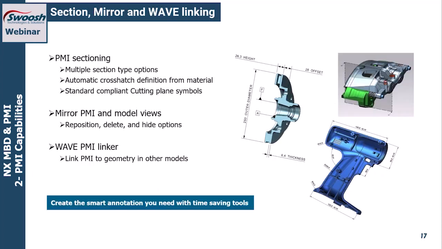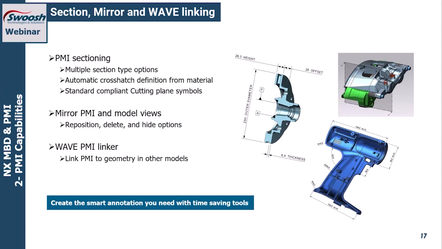We also have lightweight sections we can create. The PMI sectioning is very easy to do. Go over to a PMI view in your part navigator, right click on that view, and then choose to create a lightweight section of that particular view. There are multiple section type options. We can create automatic crosshatch definition from the material that's already been applied to the part here. And this is standards compliant, and it uses a standards compliant cutting plane symbol as well.